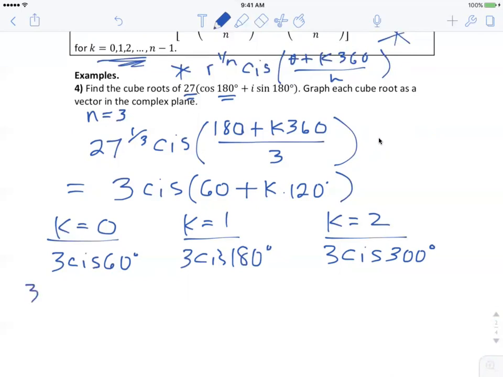So that'd be 3 times, what you're going to do is cosine of 60, which is a half. So that's all unit circle stuff. And then sine of 60 is root 3 over 2. So I times root 3 over 2. Okay. So those are the same thing, just 2 different forms. And then you can multiply the 3 throughout to make it look a little better. Okay. That's the rectangular form.